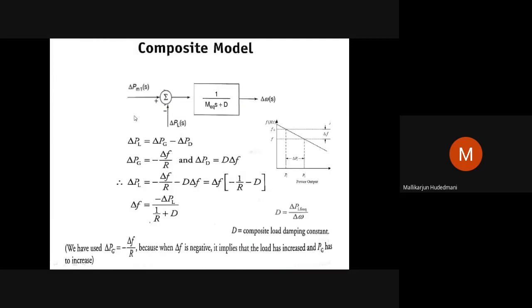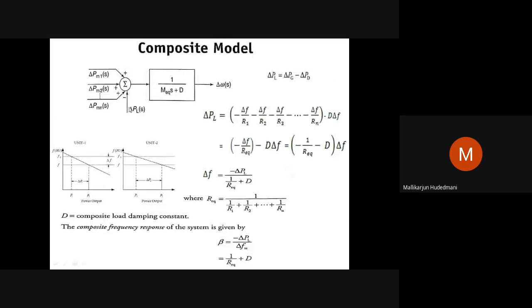In the earlier case, what I did was the change in frequency experienced by a single generator for a change in load. That was delta F equal to delta PL divided by 1 by R plus D. In the same way, when I have a composite model, a number of generators swinging hand in hand, experiencing a change in load, they surely experience a change in frequency. Then what is that change in frequency? Delta F equal to delta PL negative. This negative sign I transfer to this side. Delta PL with minus, divided by 1 by R equivalent plus D.